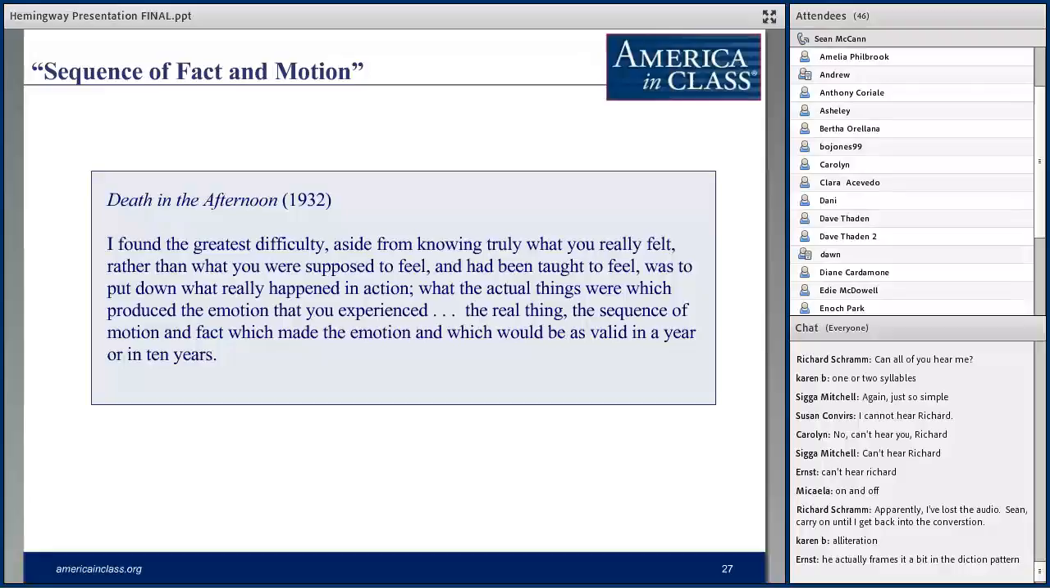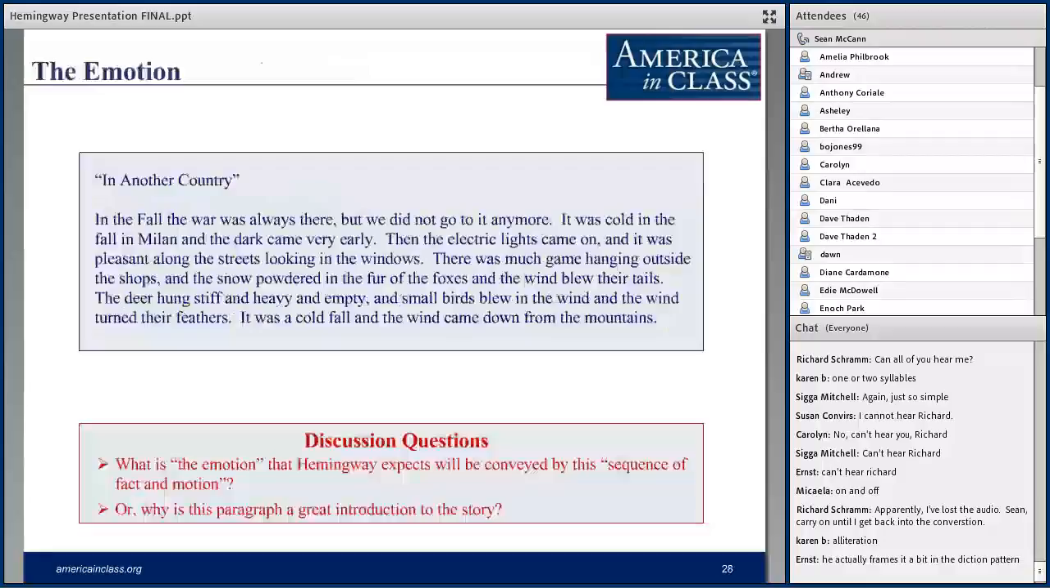In doing this, he says, what you've got to do is put down what really happened in action, what the actual things were which produced the emotion that you experienced, the real thing, the sequence of motion and fact which made the emotion, which would be as valid in a year or in 10 years. There you see, by the way, that idea of enduring experience by being put through careful literary craftsmanship. But if you think about what the emotion is that is being conveyed here, what are the thematic implications of this paragraph? What is the emotion that Hemingway might expect to be conveyed by this rendition of experience?